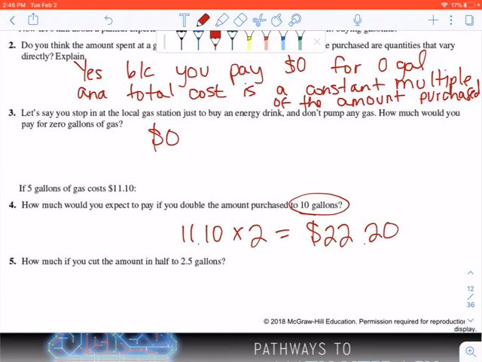Okay, so that's how much the gas would cost. So how much would it be if you cut the amount in half to 2.5 gallons? So we're going to 2.5 gallons. I'm cutting the gallons in half, which means the cost would also be halved. So I'm going to take $11.10 divided by 2, and we should get $5.55. So this is a direct variation relationship because there's no initial cost of buying gas. Gas is per gallon, and there's nothing else that you have to add to that.